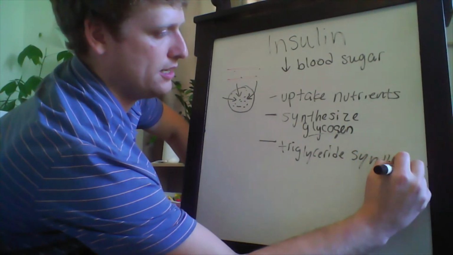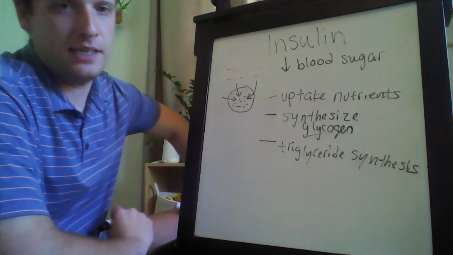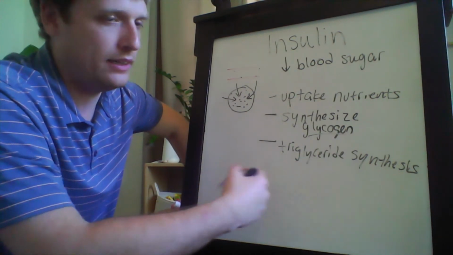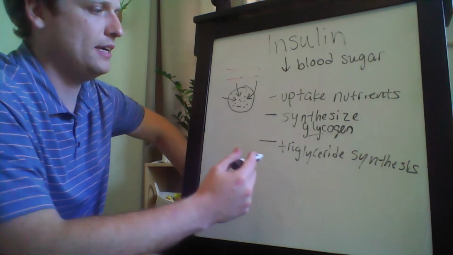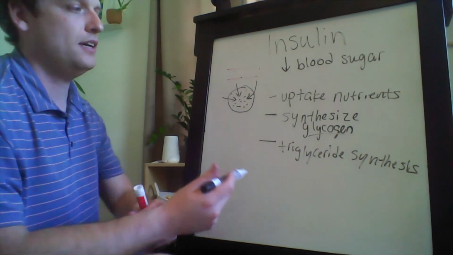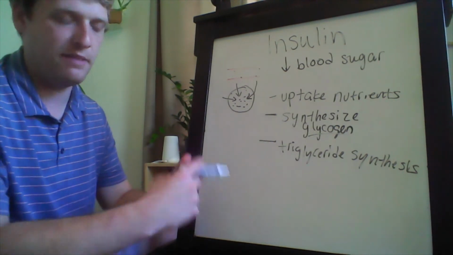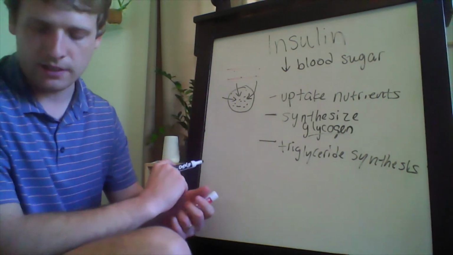Triglyceride synthesis is going to take place in adipose tissues. High blood sugar means you're also likely to have high blood lipids, and so triglyceride synthesis. Again, these are synthesis reactions. These anabolic reactions are going to be favored when there's insulin present.